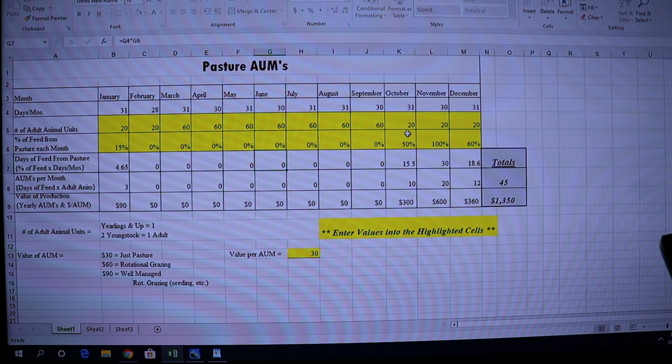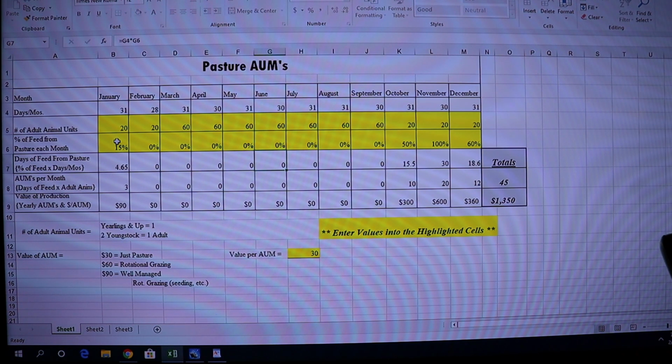So the cattle get the last half of the month for 100%, which gives us 50%. They graze 100% in November. They graze 60% in December. Snow's coming in, they're starting to trample some down. Come January, there's only a little bit left, a whole bunch more snow comes in, and then there's nothing left.